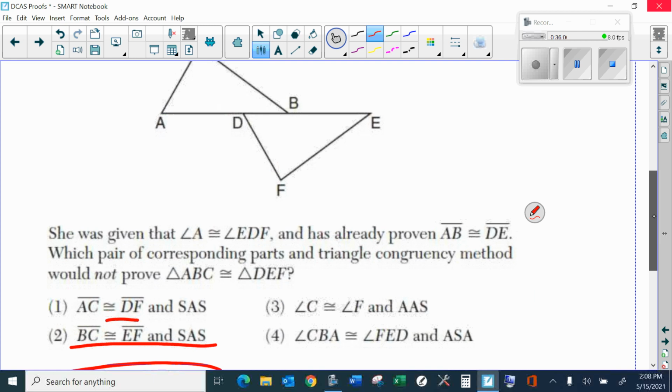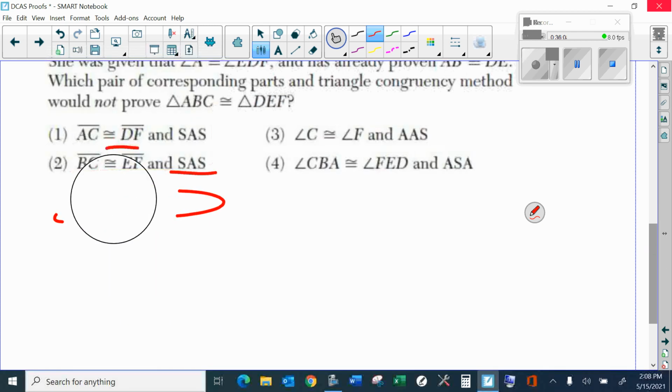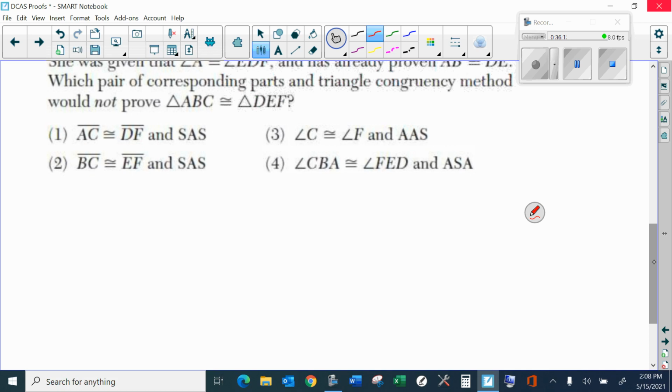So again, knowing your 5 ways of proving triangles congruent, SSS, SAS, AAS, ASA, and HL, you need to know what each one looks like.